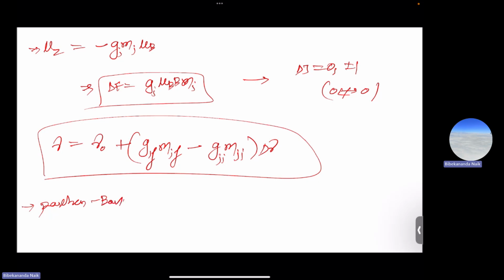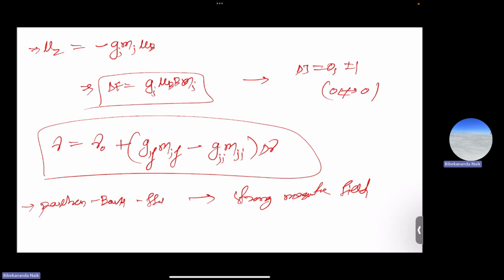So in the case of the Paschen-Back effect, what happens? In the case of a strong magnetic field, the coupling between the L vector and the S vector gets weakened, due to which J has no significance. Then it will be split according to the combination of the values of ML and MS, that is 0, plus 1, minus 1, and minus half, plus half.